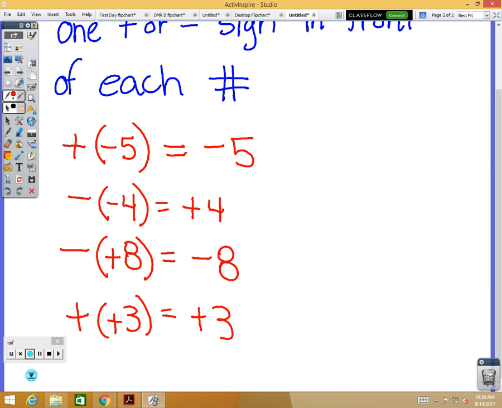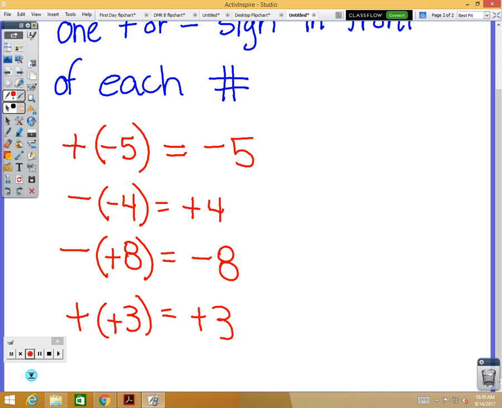So we need to remember, a positive and plus mean the same thing, negative and minus mean the same thing. If you have two signs in front of a number, you should simplify it so you just have one sign. If the signs are different, it's going to be negative. If the signs are the same, it's going to be positive. Okay? So if we do this, then we can follow the same rules that we used on Thursday. So let's do some actual problems.